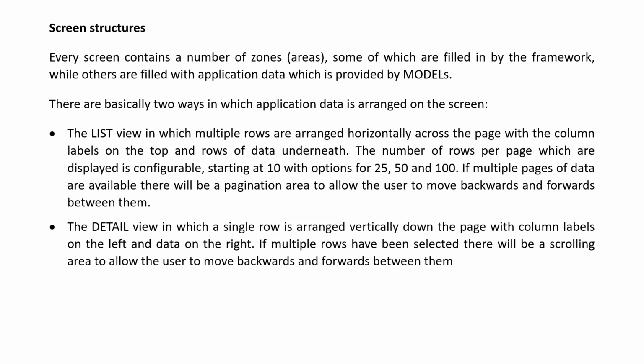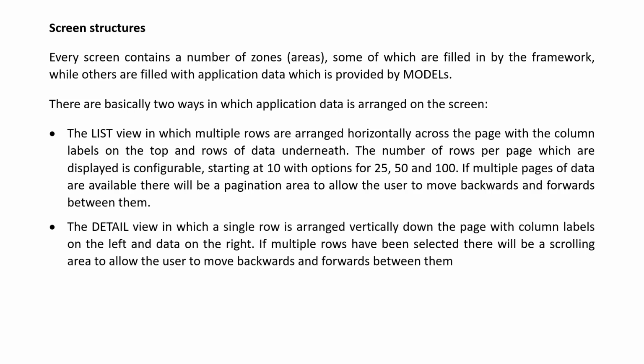There are basically two ways in which application data is arranged on the screen. The list view, in which multiple rows are arranged horizontally across the page, with the column labels on the top and rows of data underneath. The number of rows per page which are displayed is configurable, starting at 10 with options for 25, 50 and 100. If multiple pages of data are available, there will be a pagination area to allow the user to move backwards and forwards between them.